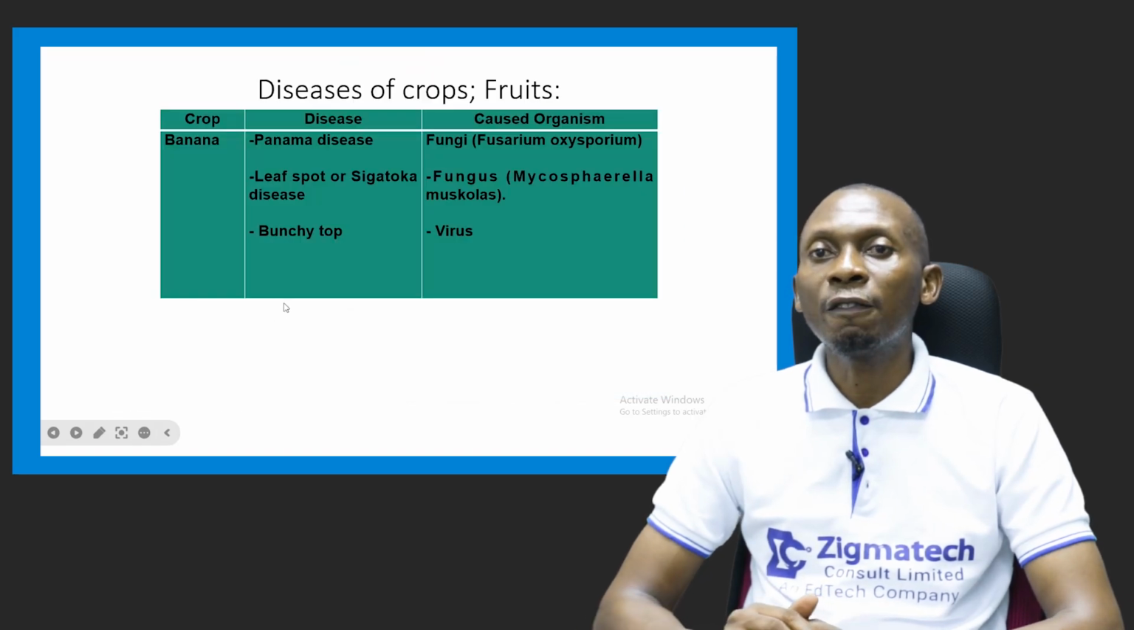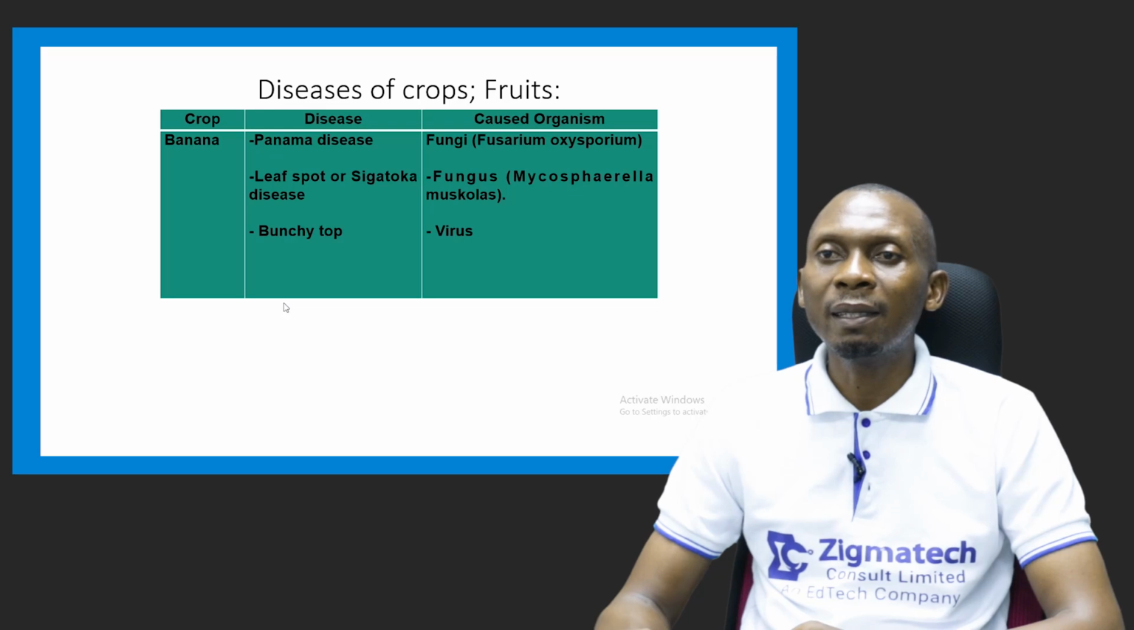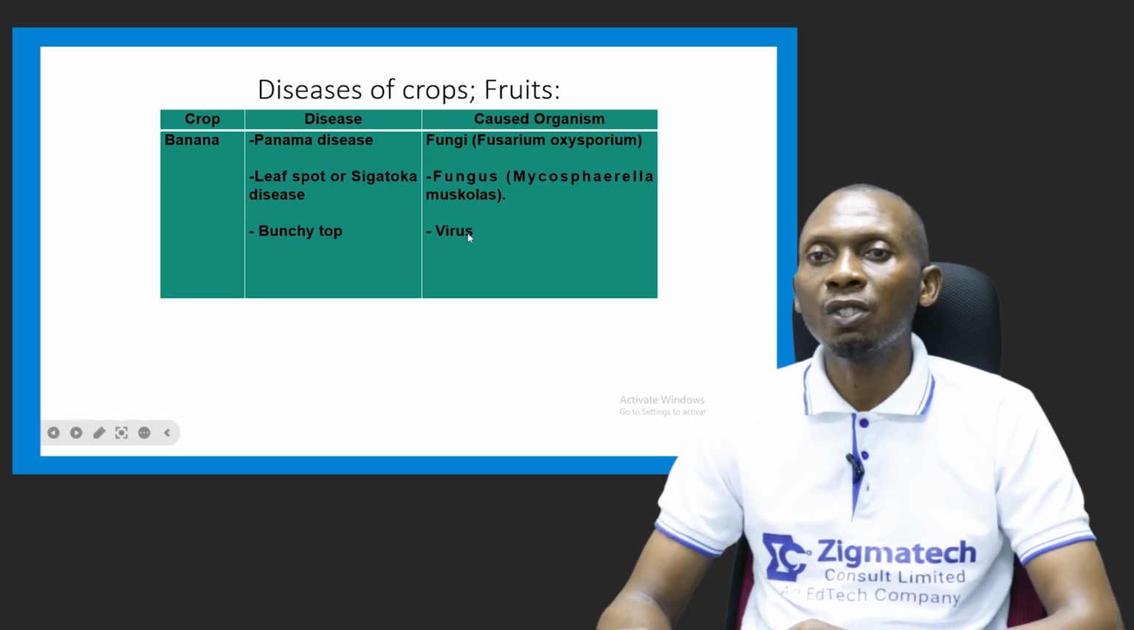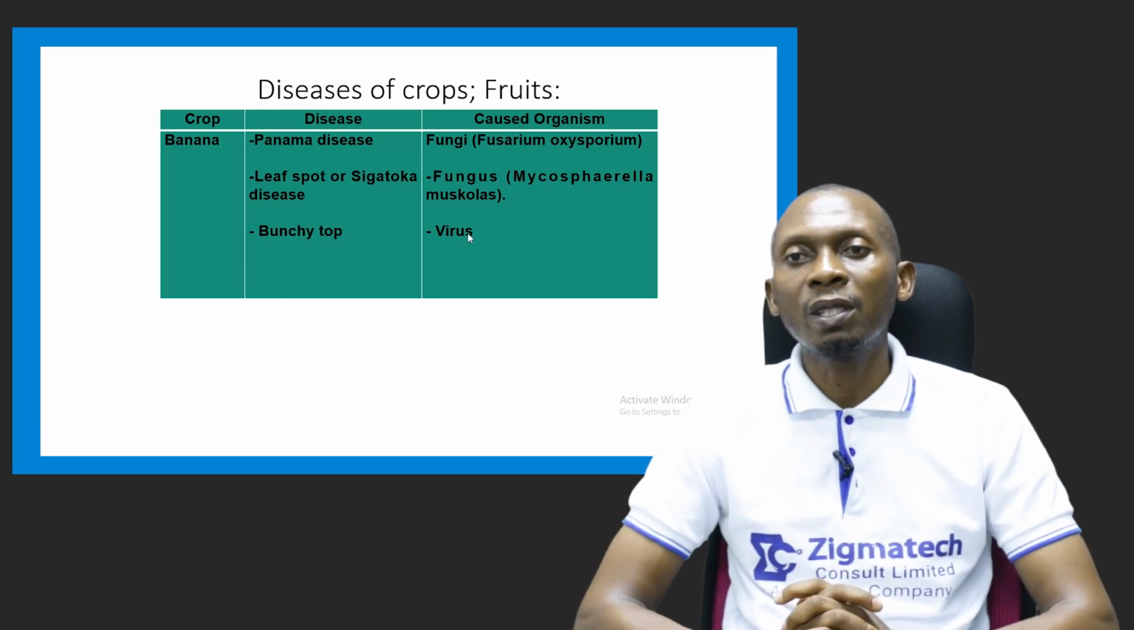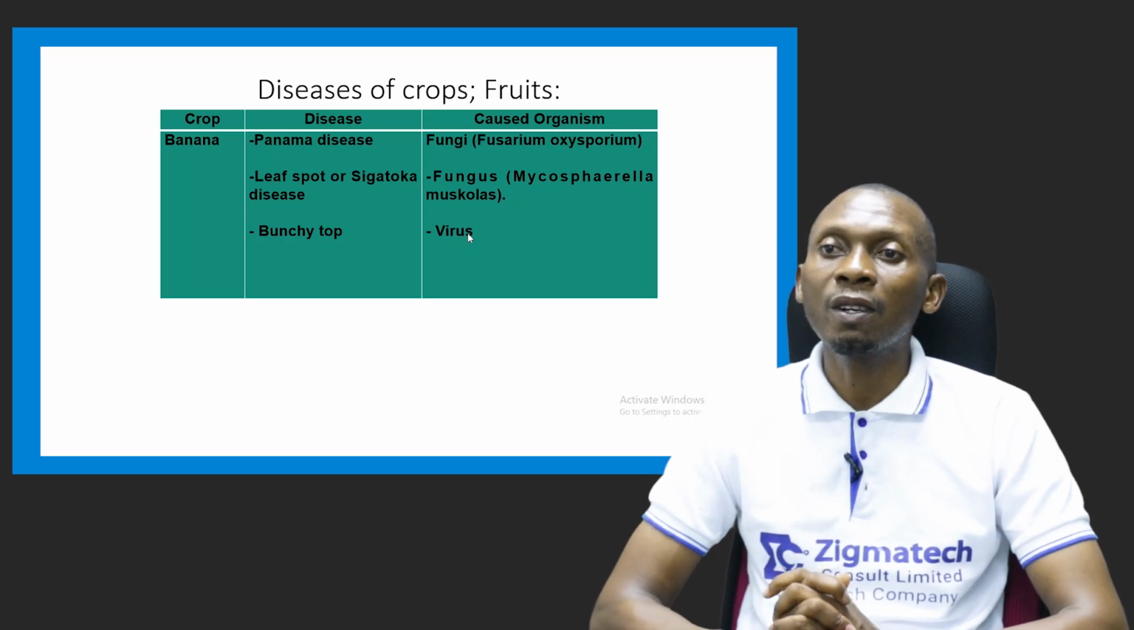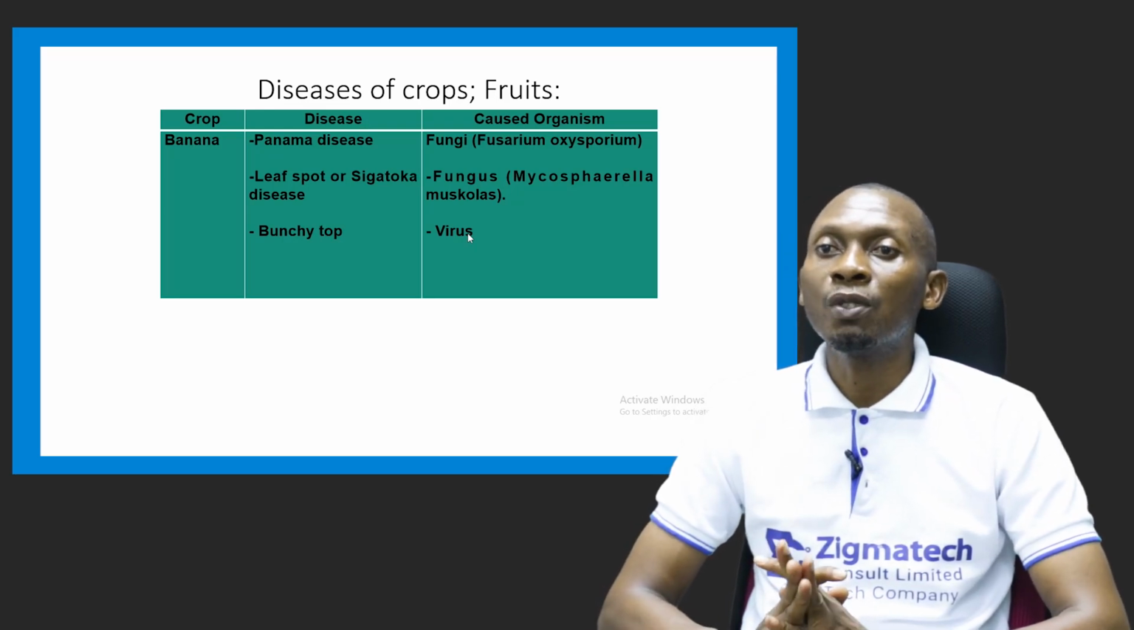Now let's go still on fruits. We have banana. Here we have Panama disease caused by the fungus Fusarium oxysporum. We have leaf spot or Sigatoka disease caused by the fungus Mycosphaerella musicola.